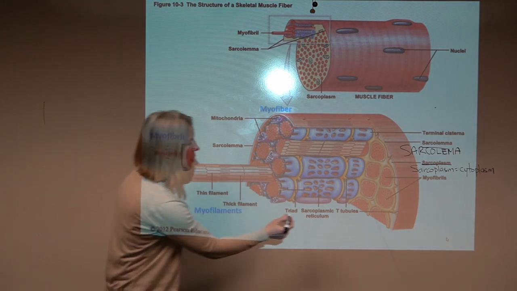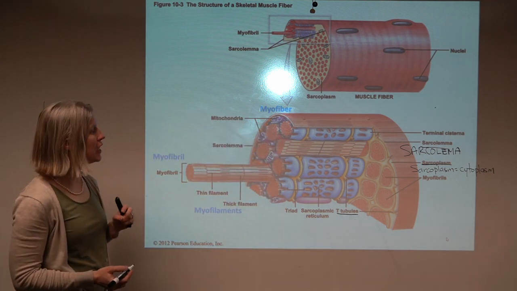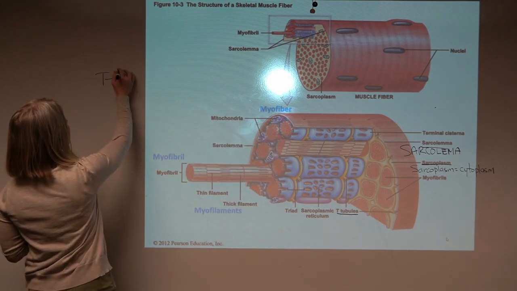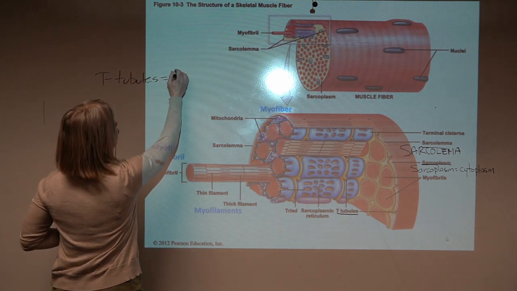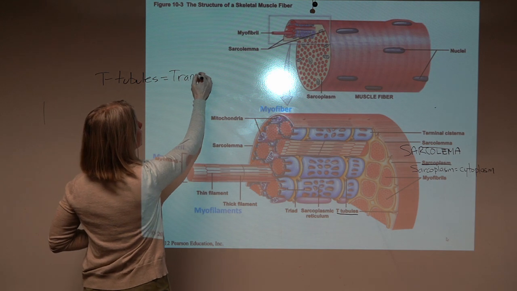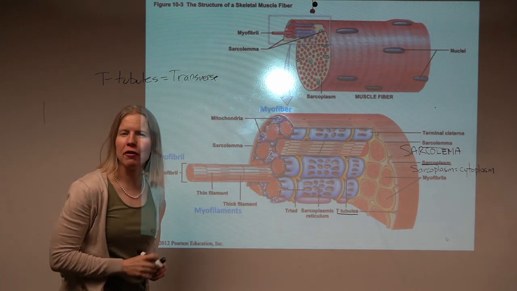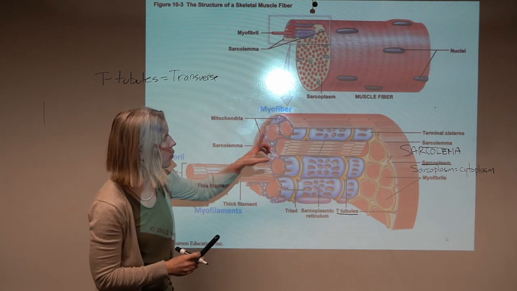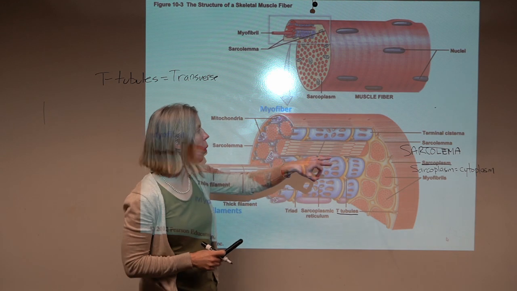Okay, we have structures in skeletal muscle called T-tubules. T-tubules are transverse tubules. This does not have an equivalent in other cells, but notice what happens here. Along the sarcolemma, you actually see these little pores.